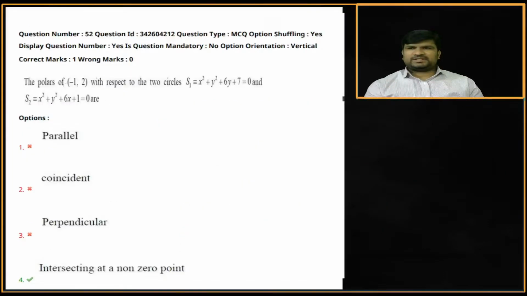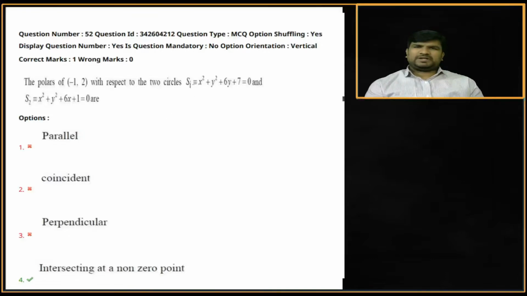So the next question: the polars of minus 1 comma 2 with respect to two circles are parallel, coincident, perpendicular, or intersecting at zero point, at non-zero points. Two circles are given and the point is minus 1 comma 2. We have to find the equation of the polar.